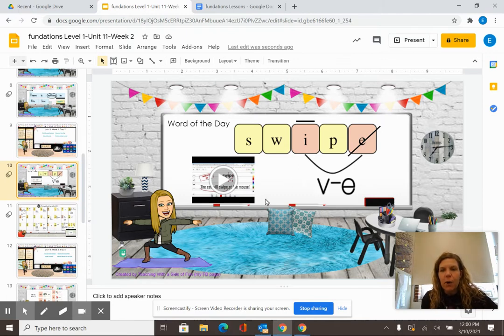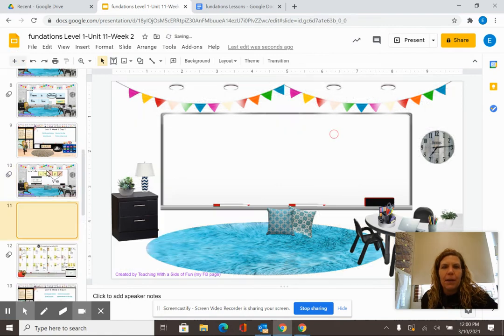All right, boys and girls, if you're at home, you're going to turn to an S page in your octopus book, and you're going to write the word swipe. I want you to think of how we can use that in a sentence, boys and girls. How can we use the word swipe in a sentence?